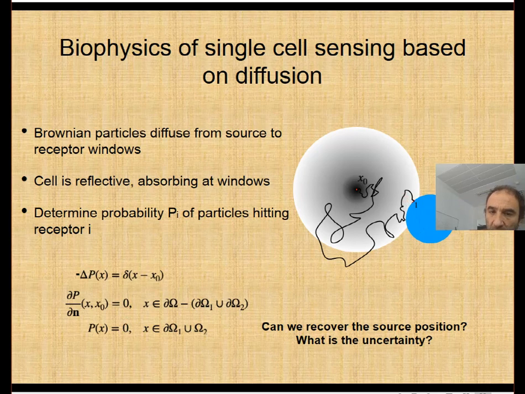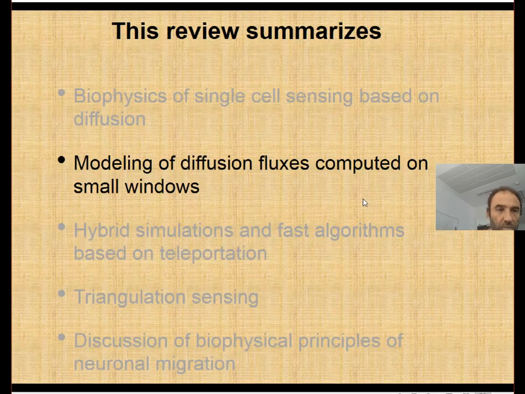So from this, we wanted to estimate the probability to hit 1 before 2, which is also related to the flux of molecules at these 2 receptors. And then we ask the following question: if we know the fluxes here at 1 and 2, or if you have another one at 3, can we reconstruct the position of the source? And if there are fluctuations, at which resolution can we reconstruct x0?